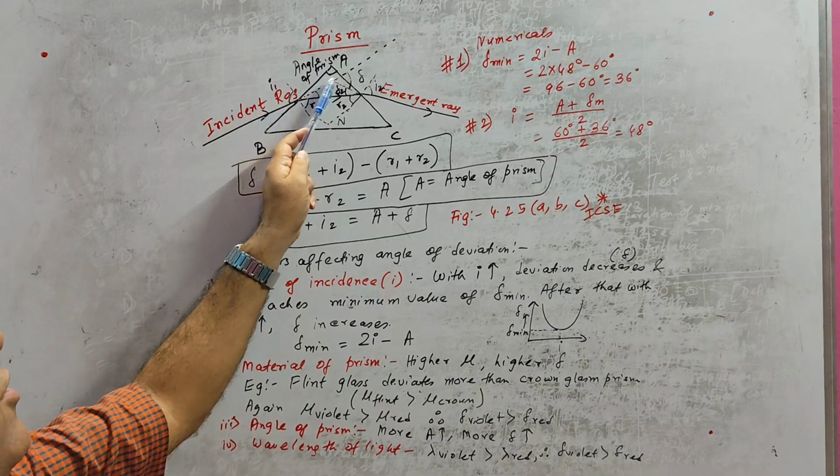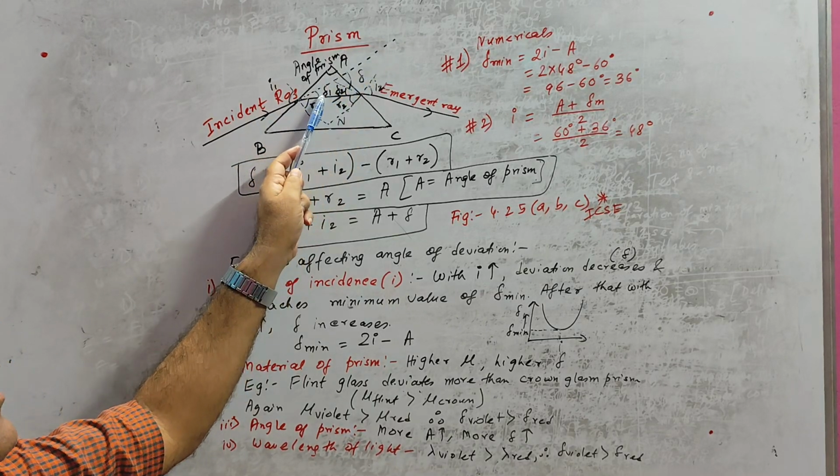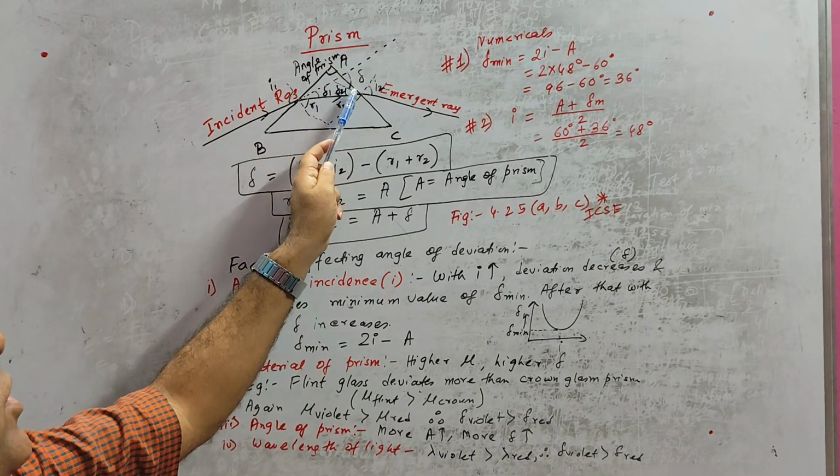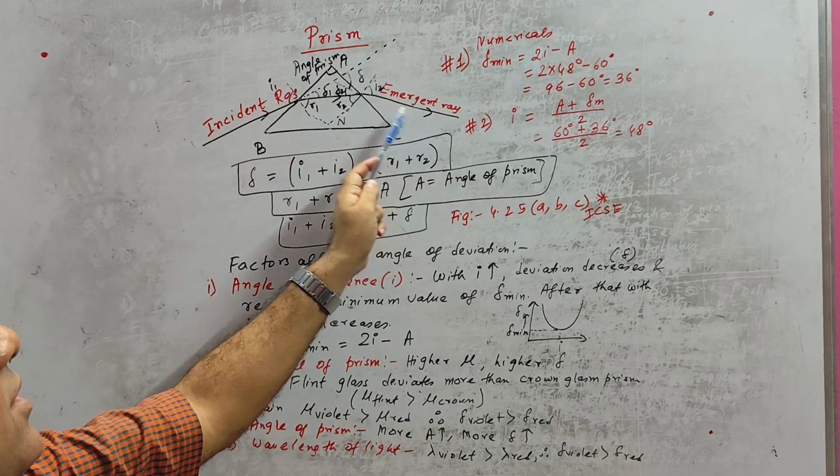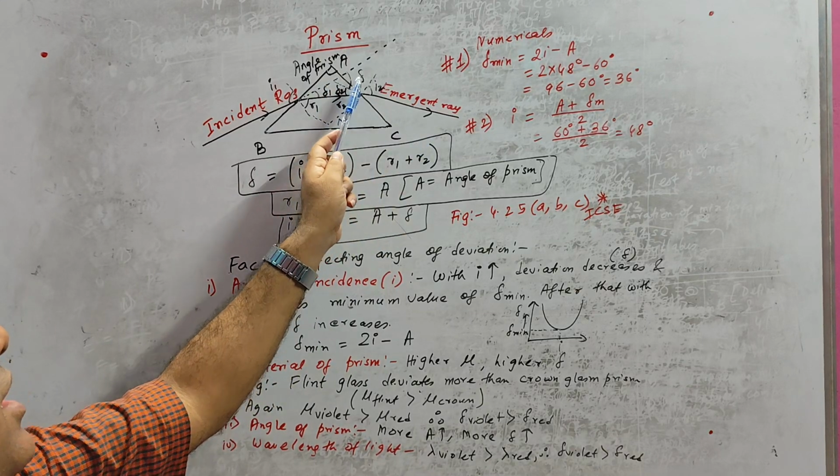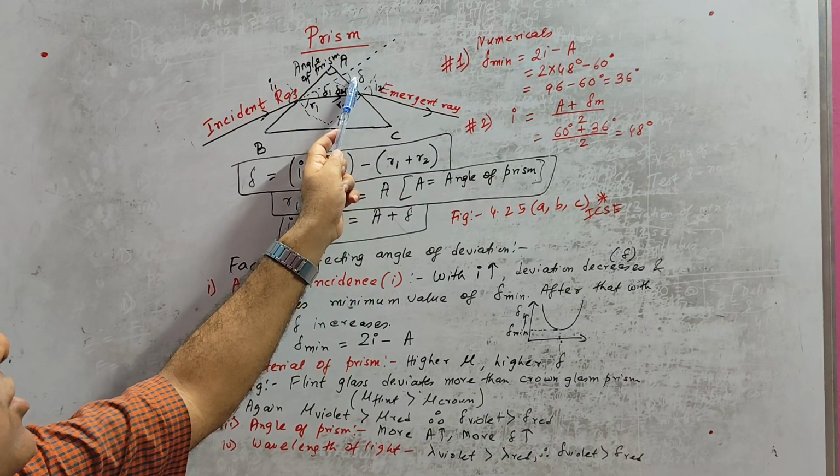Without the prism, the light would have moved straight. That's why this is the first angle of deviation. Without the prism, light would have moved like this. This is the second angle of deviation. And this is the final angle of deviation.